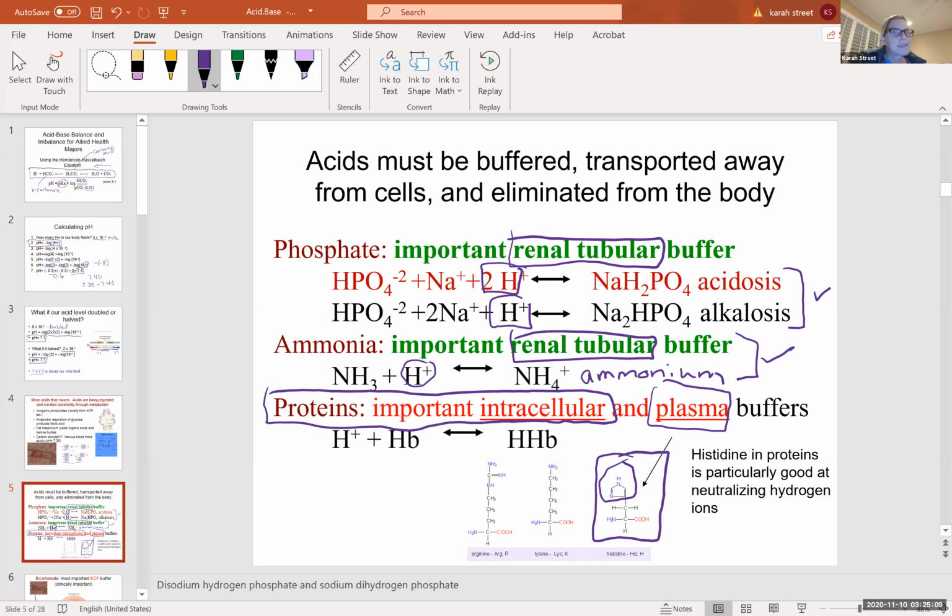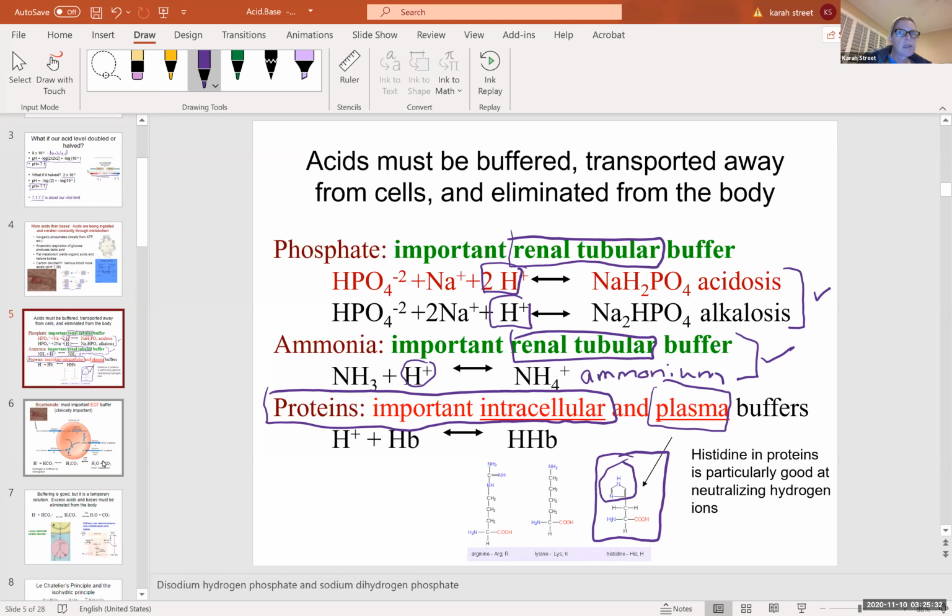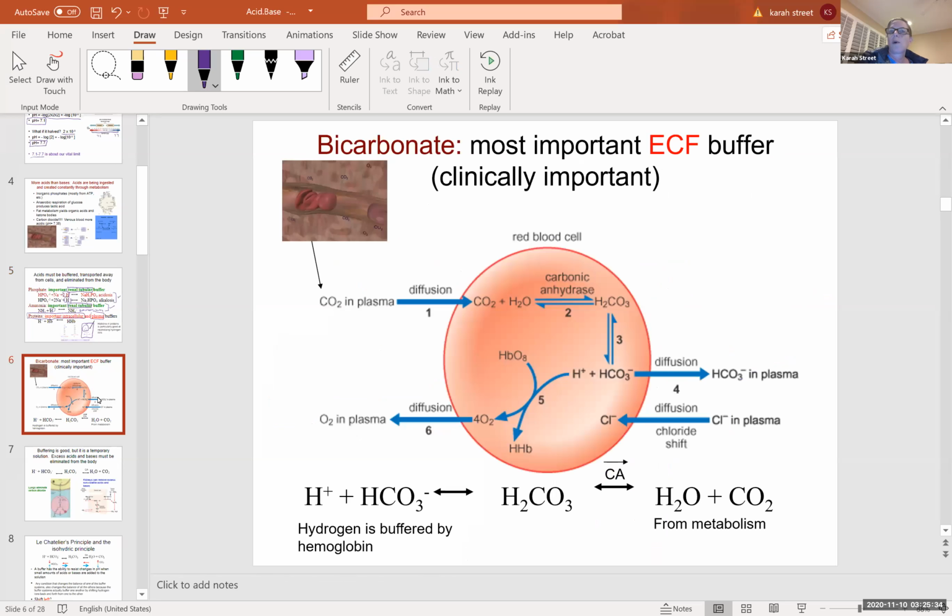We've got proteins inside the cell. We've got proteins in the plasma. We also have proteins, hemoglobin in particular, in red blood cells, which float in the plasma. We have tubular buffer systems like ammonia and phosphate. All of these are wonderful buffer systems, but the one that is the most clinically relevant to us, one that we deal with all the time in a hospital setting, is the bicarbonate buffer system.